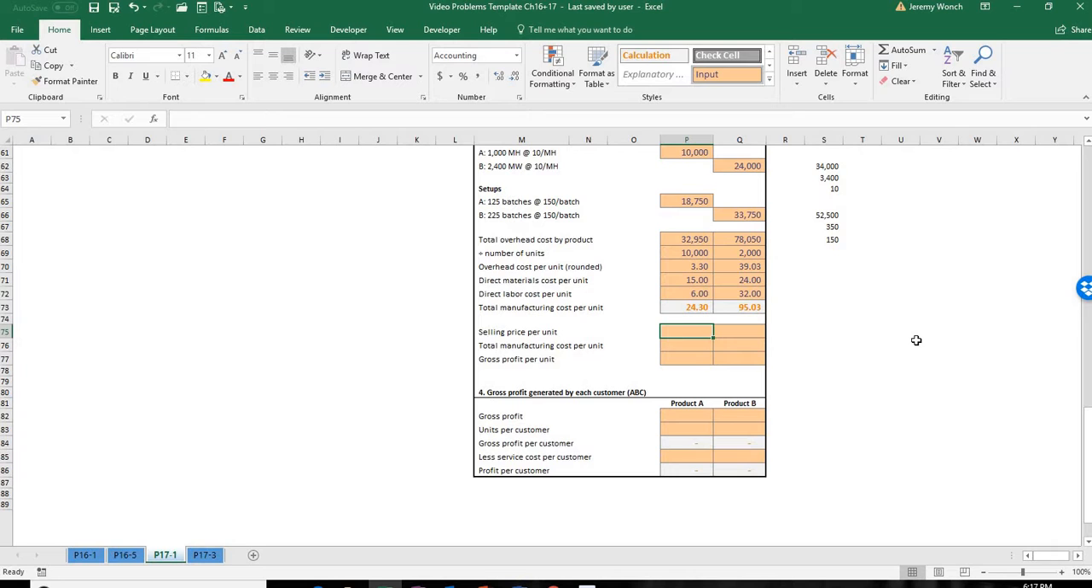So now we do our selling price. So we had 30 for A, 120 for B. Our total manufacturing cost using the ABC method gives us our new gross profit.